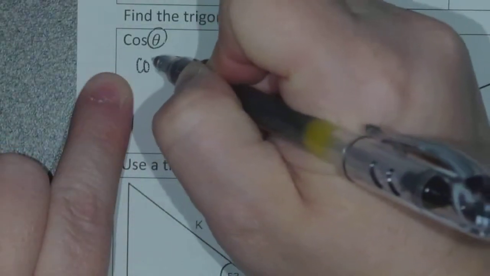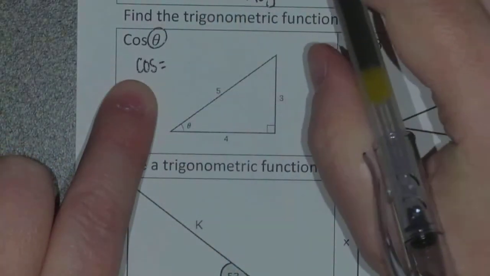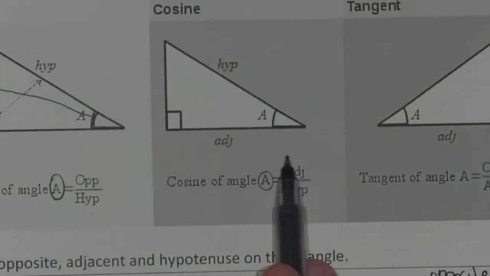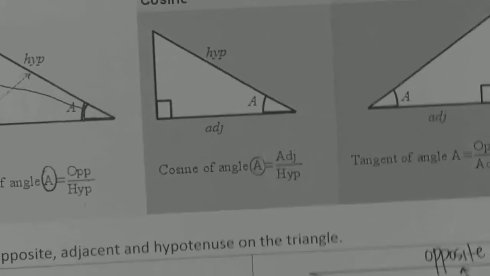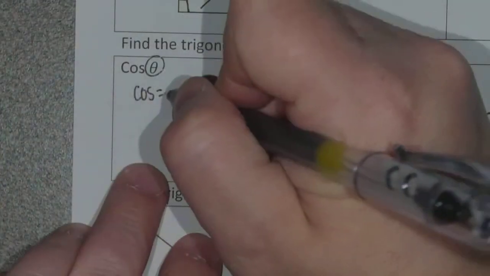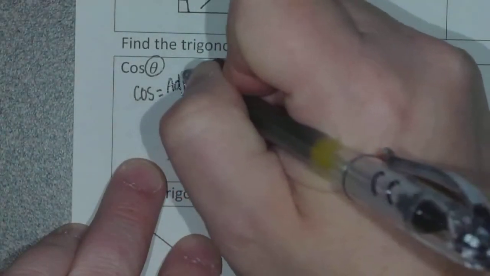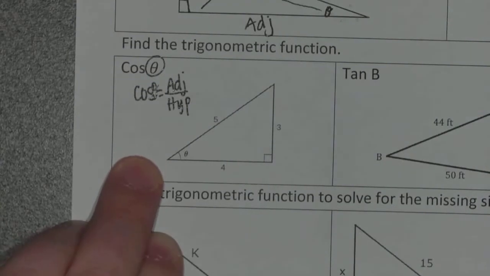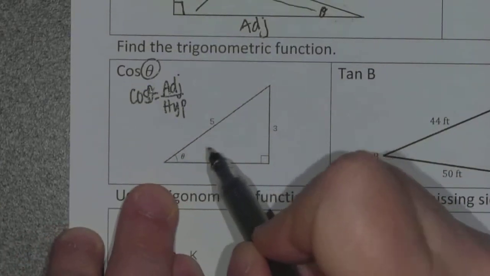Now, if you remember from up above, we told you what the cosine was. So go up above and find the cosine rule. The cosine rule is the adjacent over the hypotenuse. So I'm just going to write that down so you don't forget it. It's the adjacent over the hypotenuse. So looking at the angle we're going to call theta, I need the adjacent side and the hypotenuse.